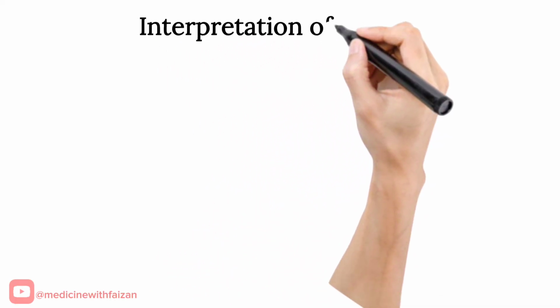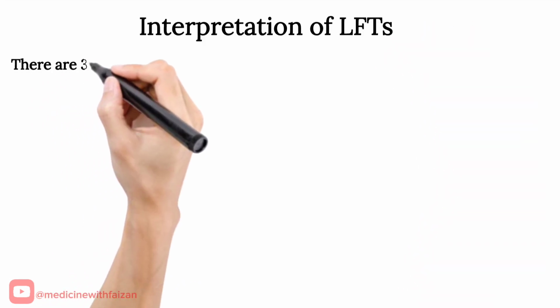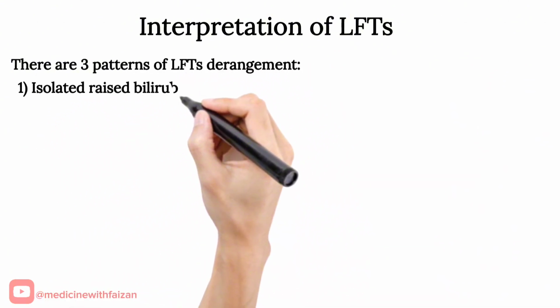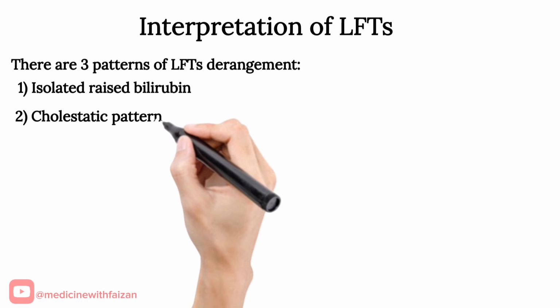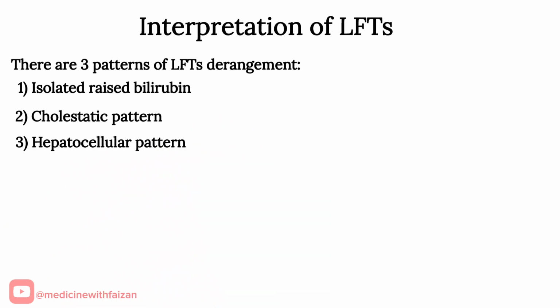In today's lecture, I am going to teach you how to interpret liver function tests in the most simplistic fashion. There are three patterns of LFTs derangement. There can be isolated raised bilirubin, there can be cholestatic pattern, and finally there can be hepatocellular pattern. Let's discuss them one by one.